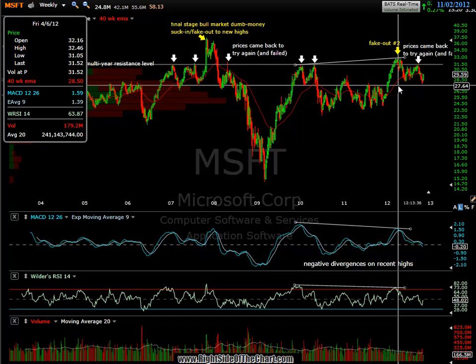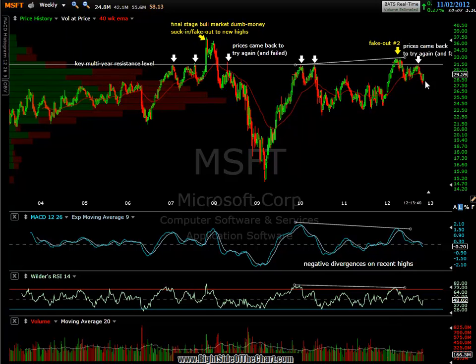If you follow the vertical line, in my opinion, the selling that we've seen so far is really not in line with what I would expect on such negative divergences put in place here. So I do, over the next coming months and weeks, expect more downside in Microsoft.